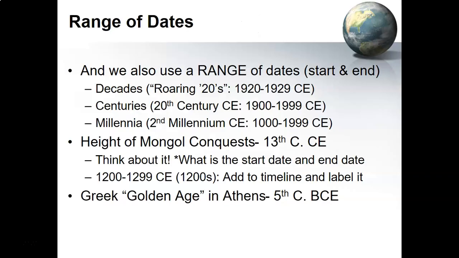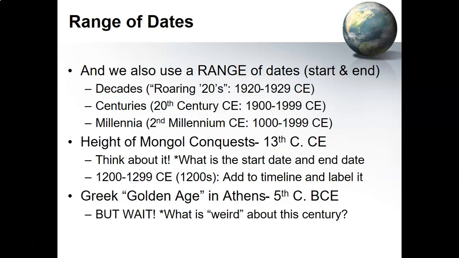Well, that's not so difficult, but let's consider another example. In the 5th century BCE is when the Greek Golden Age happens in the city-state of Athens. This is when almost all of that philosophy and poetry and drama and architecture, all these things we think of when we think of classical Greece, happens in this 1 century. But notice it's BCE. It's on the left of the zero. Things get weird on the left of the zero.